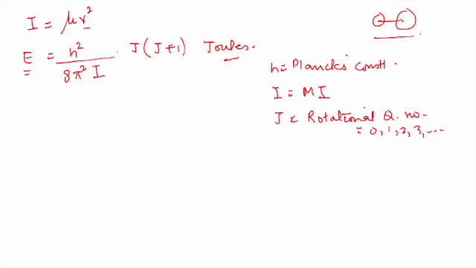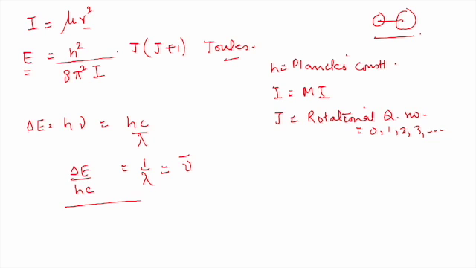Now let's convert it into centimeter inverse form. For that you already know Planck's equation, which says delta E is equal to h nu, which is equal to hc over lambda. So I can write 1 upon lambda is equal to delta E over hc. And 1 upon lambda is nu bar, the wave number. So this expression serves as the conversion factor.